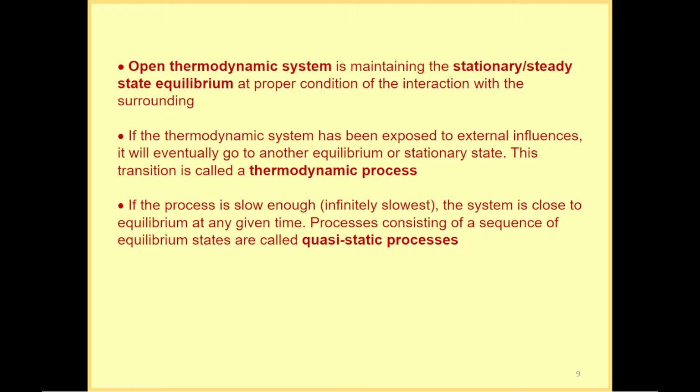At a given condition, an open system maintains a stationary, steady state equilibrium. The system properties don't change in this state. If the thermodynamic system has been exposed to external influences, it will eventually go to another stationary state. The transition is called a thermodynamic process.